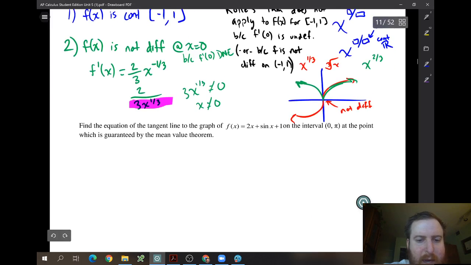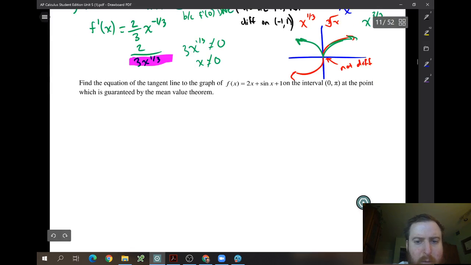Find the equation of the tangent line to the graph of 2x plus sine x plus 1 on the interval from 0 to pi at the point which is guaranteed by the mean value theorem. So in this case, they're already kind of telling you that the mean value theorem applied. So we don't need to check the continuous and the differentiable, because they're telling us it worked.